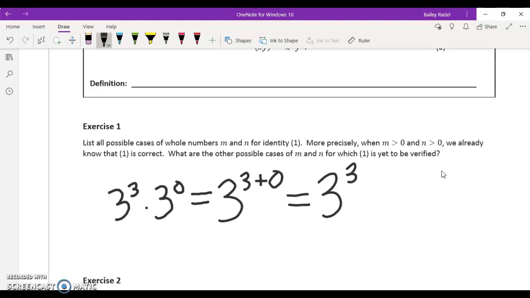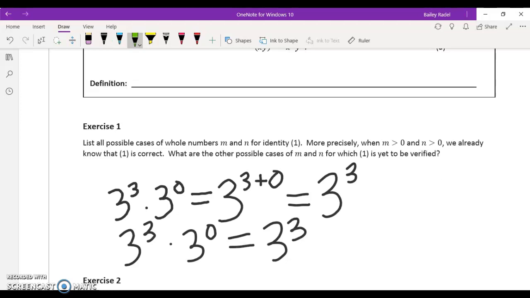So let's copy this down. We know that 3 raised to the 3 times 3 raised to the 0 needs to be equal to 3 raised to the 3. We start with this number. We multiply it by something else, and it's equal to the number that we started with. The only number that we can multiply a number by and get the same number again is 1.